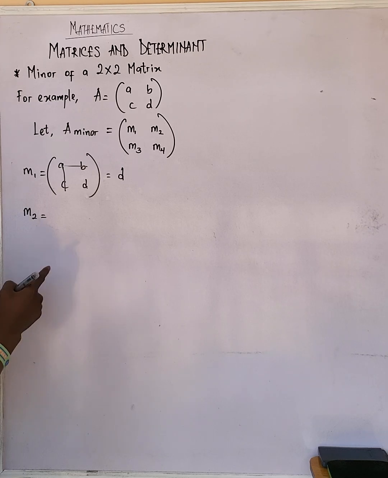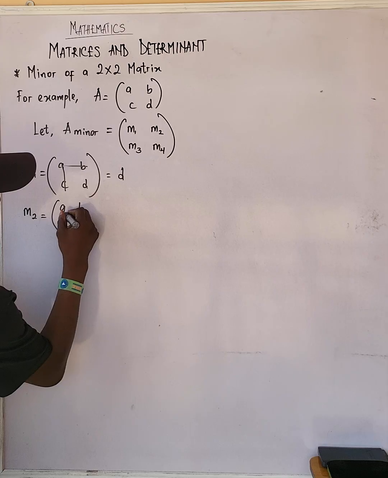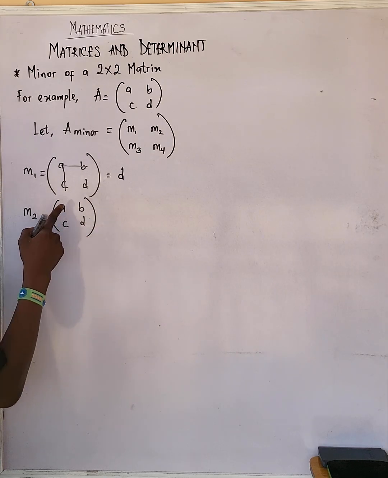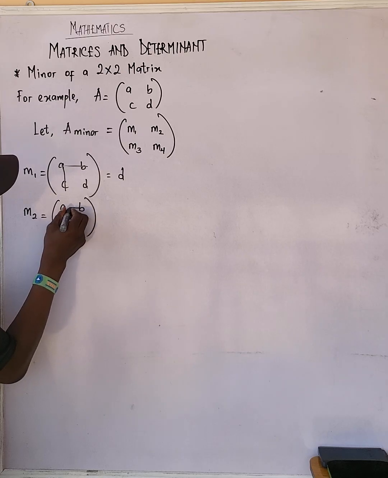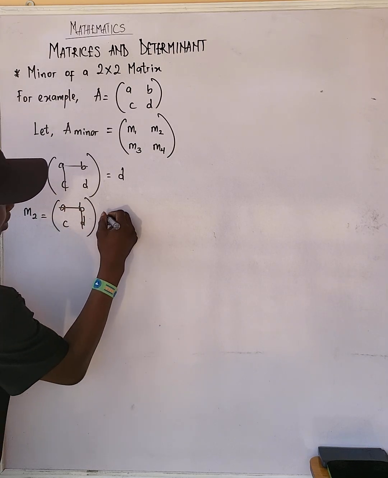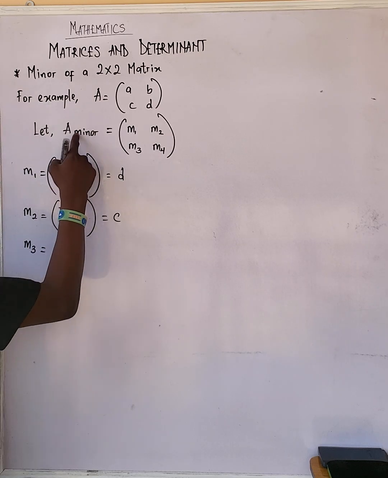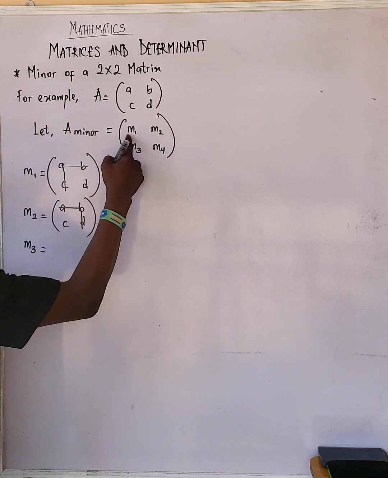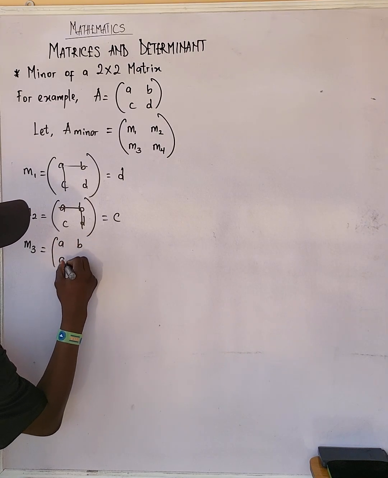Going for M2, you write the question again. A, B, C, D. Now, M2 is representing what in this place? It's representing this B, right? Cancel the row, cancel the column. What else are we seeing? C. Now, I'm representing my A minor to be this. I've done M1, M2. Now, let's go for M3. So, we have A, B, C, D.